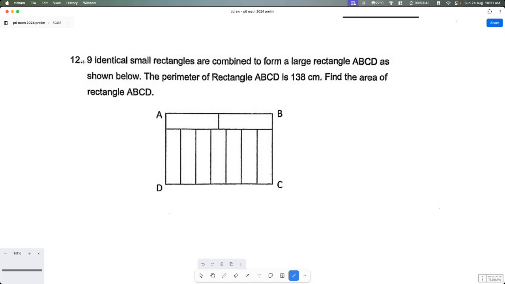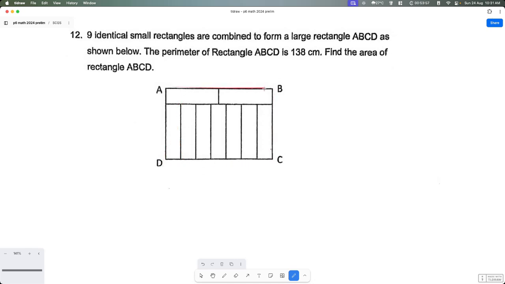All right, so question 12. 9 identical small rectangles are combined to form a rectangle ABCD shown below. The perimeter of rectangle ABCD is 138 centimeters. Find the area of the rectangle ABCD.